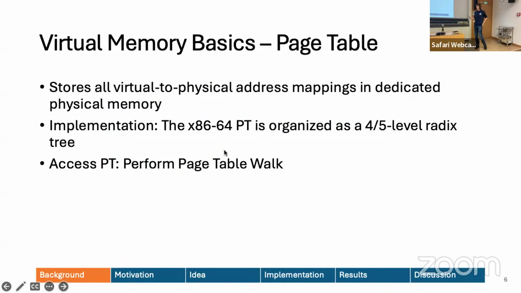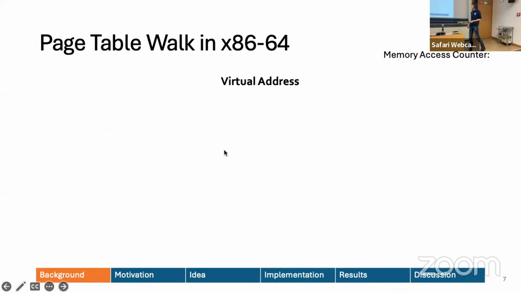And all of these mappings I just explained, from virtual address to physical address, are stored in a thing called the page table, which is managed by the operating system and typically organized as a radix tree. In x86-64, it's a 4 to 5 level radix tree. And to access this page table, we perform a page table walk, which is walking down the radix tree. And the page table walk works like this.